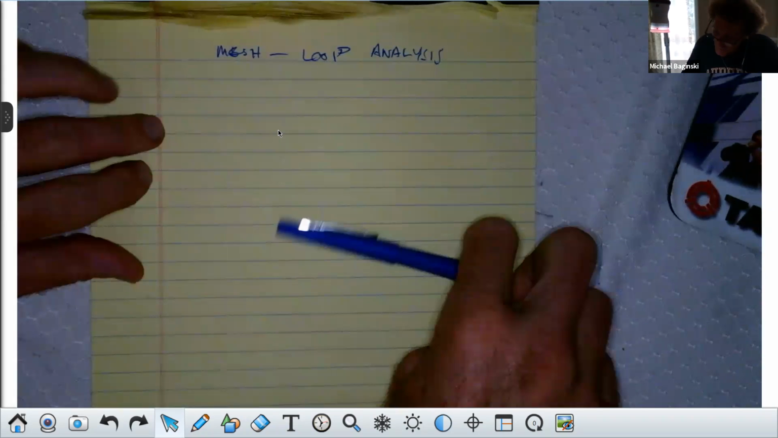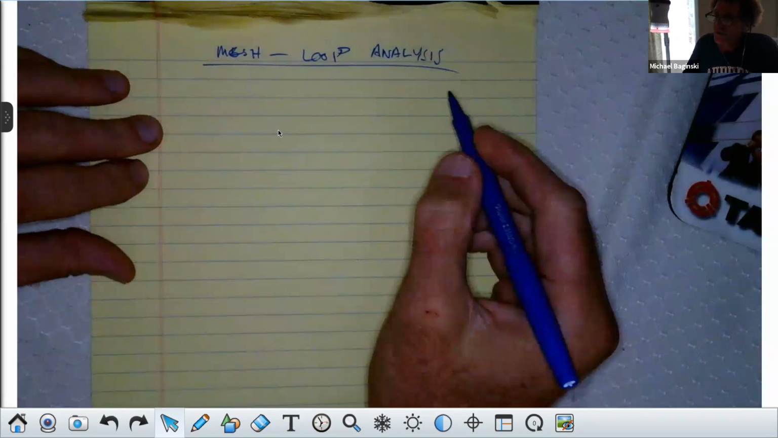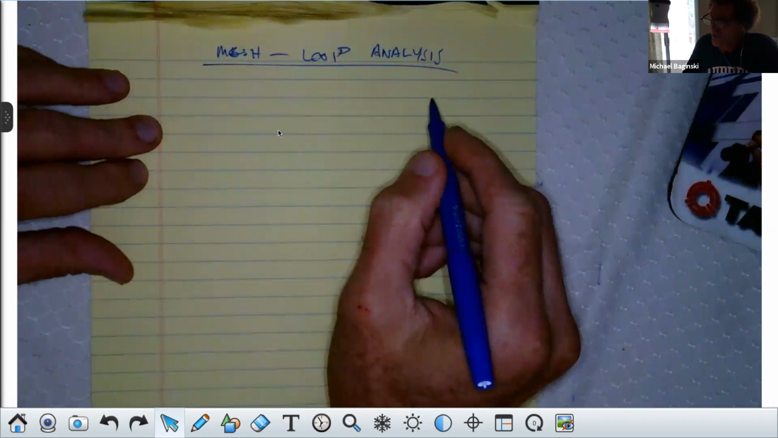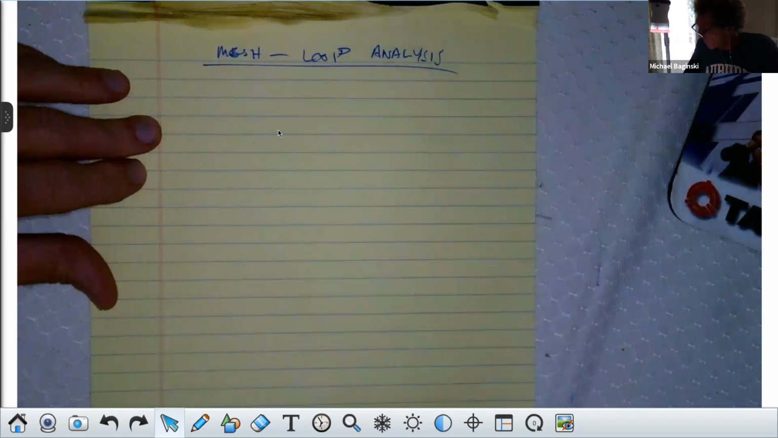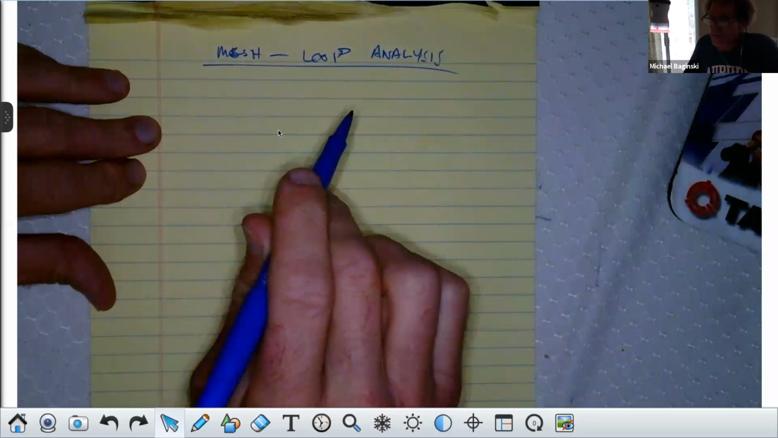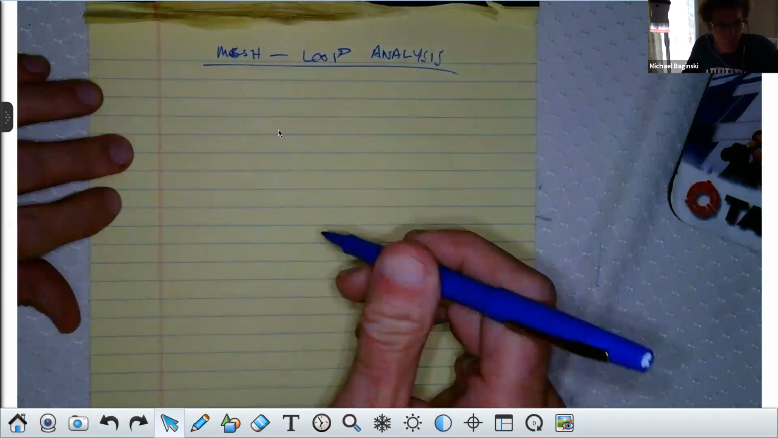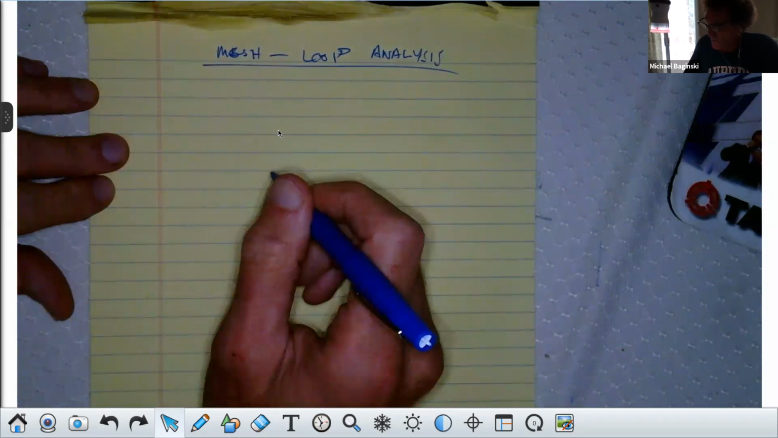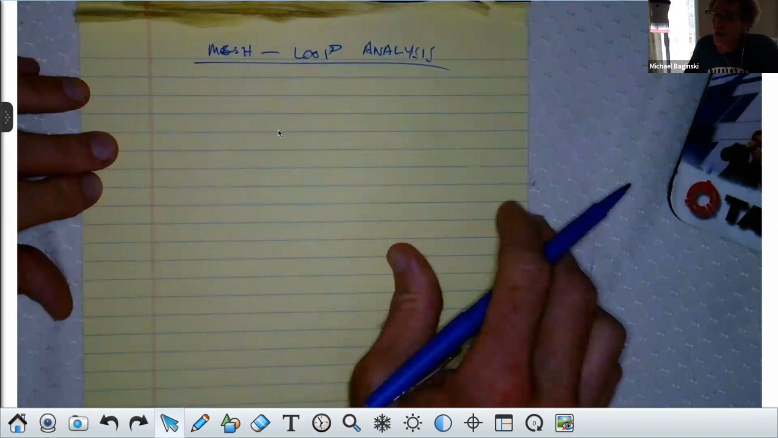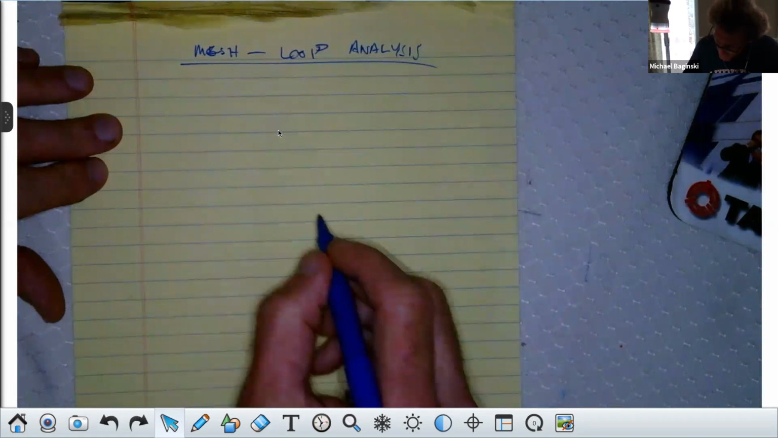Okay, mesh or loop analysis. You see some problems that refer to it. So here's what it is in a nutshell. Please be attentive here. In this book that you have, it's mentioned, but it's not covered in depth. It's the sum of the voltages around any closed loop is 0. But here we assign these mesh currents. So let me go through it with you first.